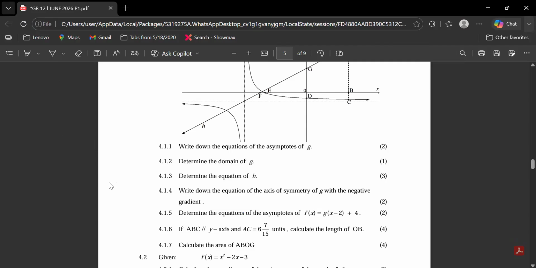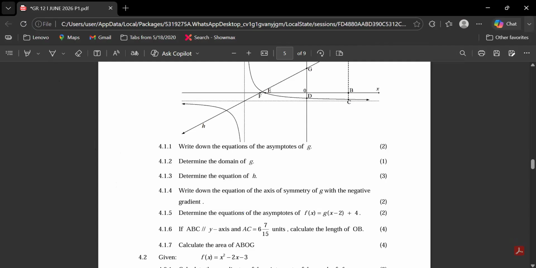So our question is: determine the equation of the asymptotes of f of x equals g open bracket x minus 2 close bracket plus 4. Remember, we already determined the equations of the asymptotes in 4.1.1. But now there's a translation. This graph has been transformed, so we want the equation of the asymptote for this one.